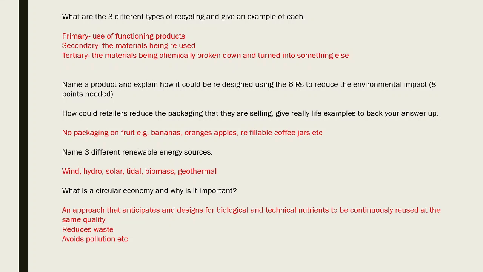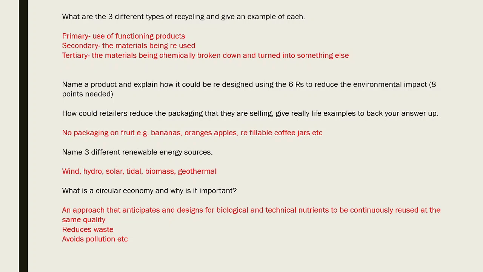Okay, so what are the 3 types of recycling? Give an example of each. Primary: using functioning products, donating to charity shops, eBay, that type of thing. Secondary: the material is being broken down and reused. And tertiary: the material is being chemically broken down and turned into something completely different.